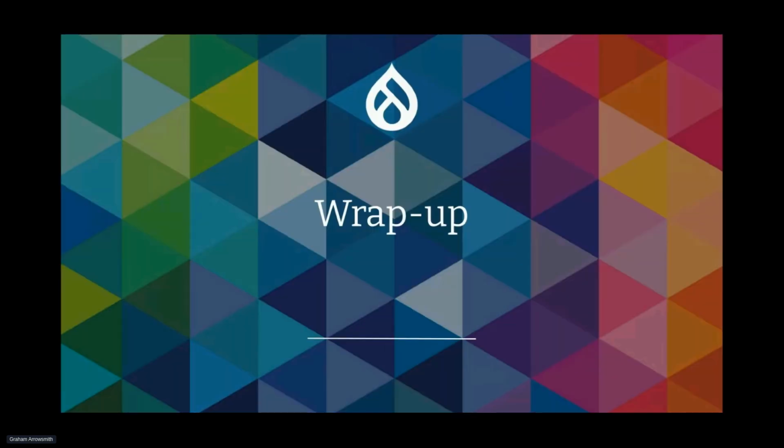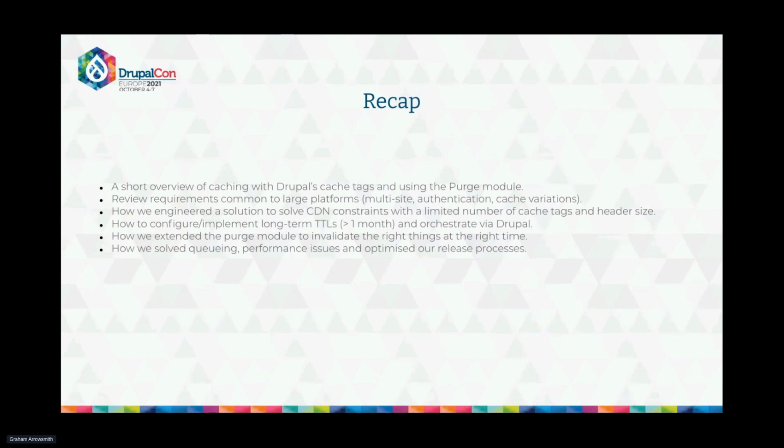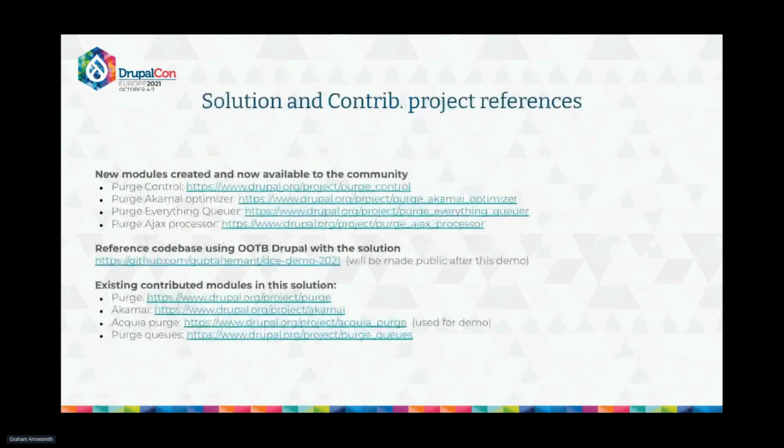And I'd like to move into wrap up. So, very quick recap. We've given a very brief overview of the cache tags and purging, some of the requirements that are common to large platforms, some of the solutions that we've engineered to solve CDN constraints. The approach we have allows you to configure long-term time to lives for your content, orchestrate it via Drupal, and how we've extended purge to invalidate the right things at the right time, and the approaches we took to solve queuing performance issues and optimize the process.